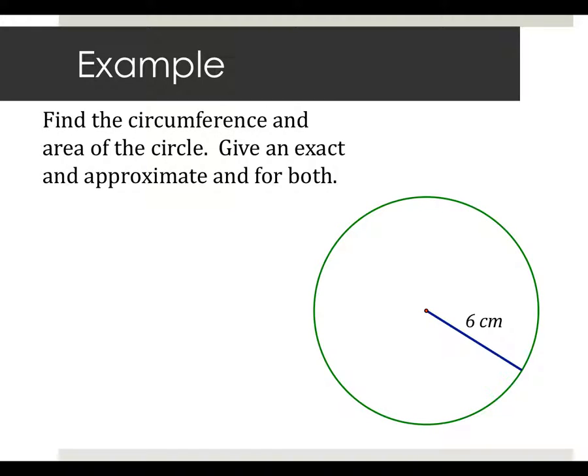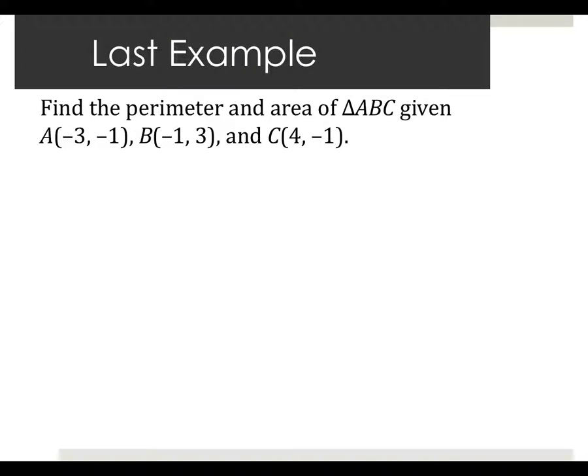I don't think we need to do this because I did an example earlier on the circle. Yeah? Circumference 12 pi, area 36 pi. We're good? All right, last example.